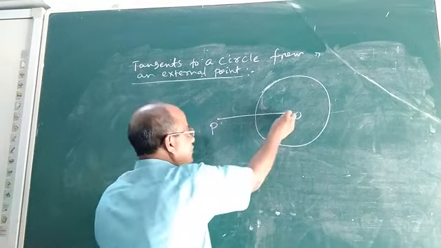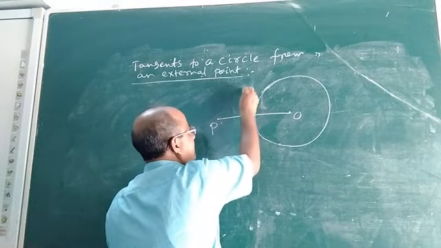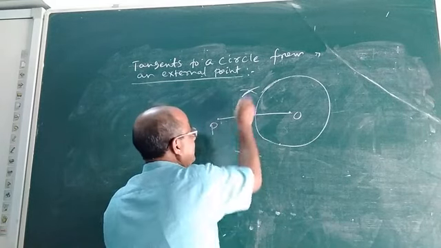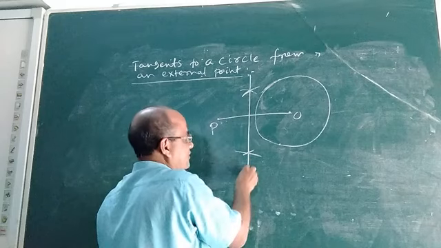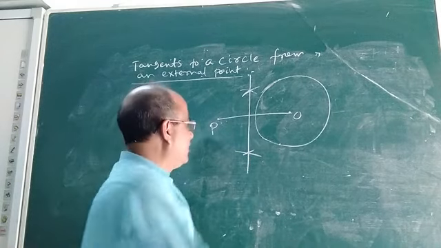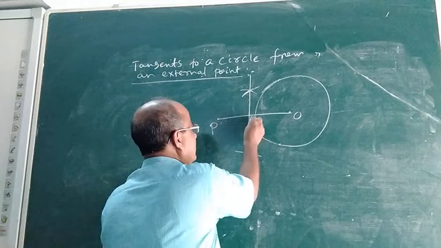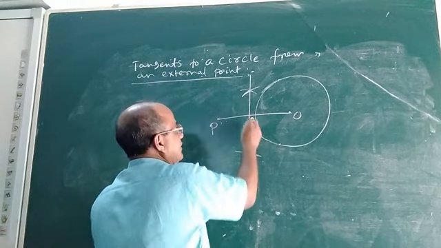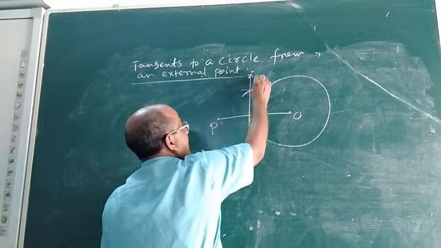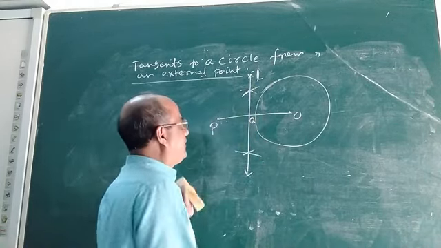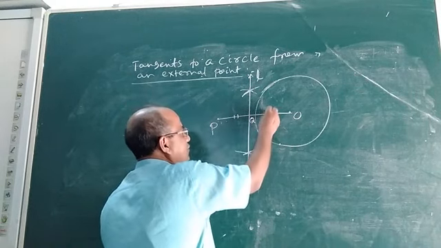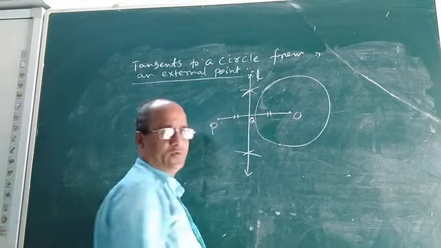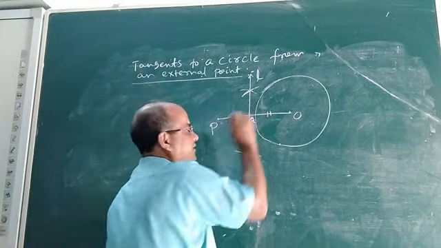The next step is you bisect this line segment. Let us bisect, that means draw the perpendicular bisector of OP. Suppose this is the perpendicular bisector of the line segment OP. Now name the midpoint Q. If L is the perpendicular bisector of OP, then no doubt PQ and OQ will be equal, because we have drawn the perpendicular bisector of OP.